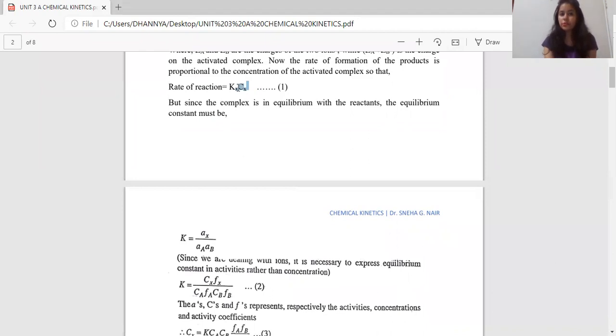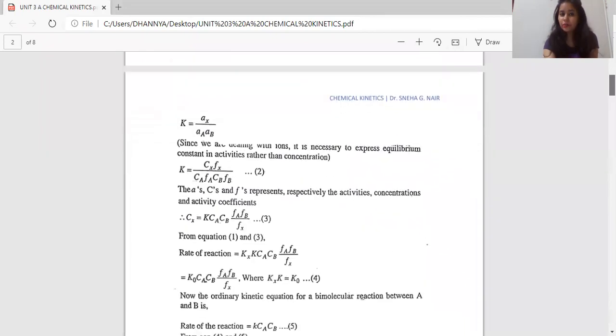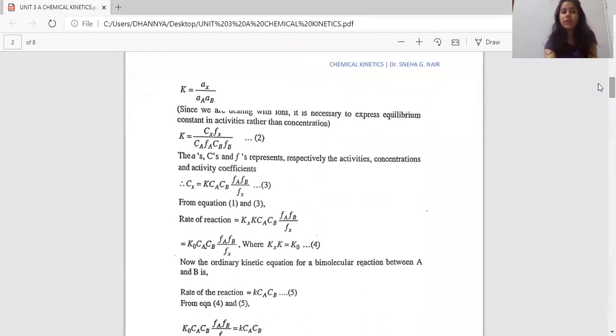Why only the concentration of the activated complex? Because, like I discussed, the transition state has a tendency either to form the product or to slip directly back to the reactant state. So the rate of reaction is a product of the equilibrium constant and the concentration of the activated complex. Now we already know that K, the equilibrium constant, depends on what? AX, which is the activity of the activated complex formed, and on the activity of reactant A and the activity of reactant B.